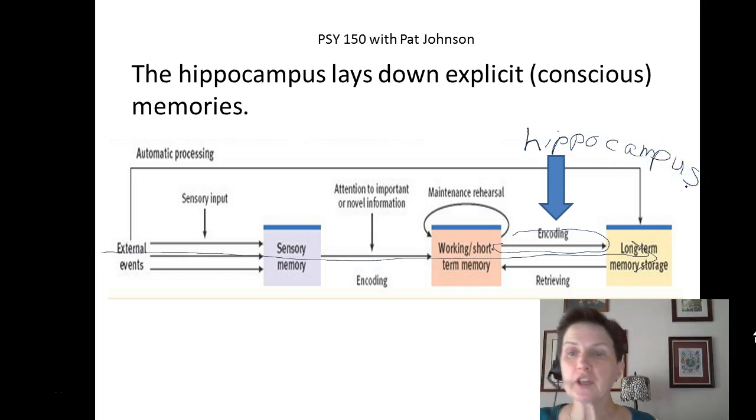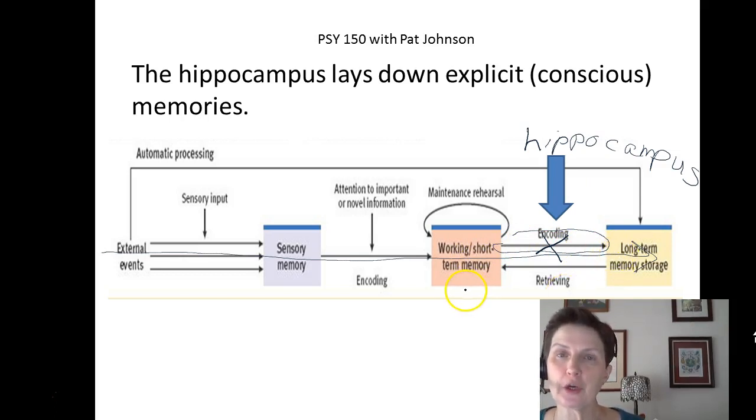So what we're going to look at is a famous case study of a gentleman who had his hippocampus removed. And I want you to look at this three-stage model and guess what his symptoms were. First of all, if you have no hippocampus or you have a severely damaged hippocampus, you can't do this. In other words, you are continually living in short-term memory. You can't form any new long-term memories.